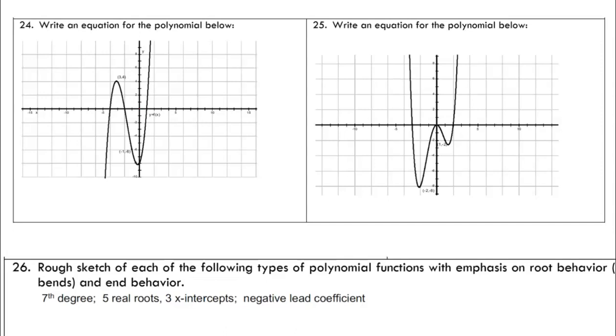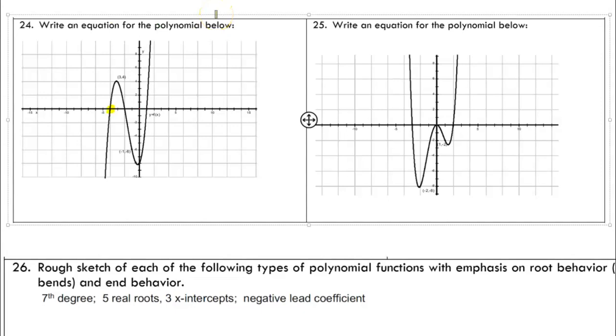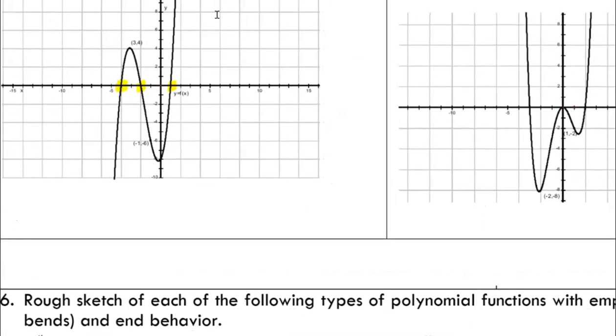So the very first thing we're going to look at are the intercepts. Right here, and right here. And you can see that they just pass through.